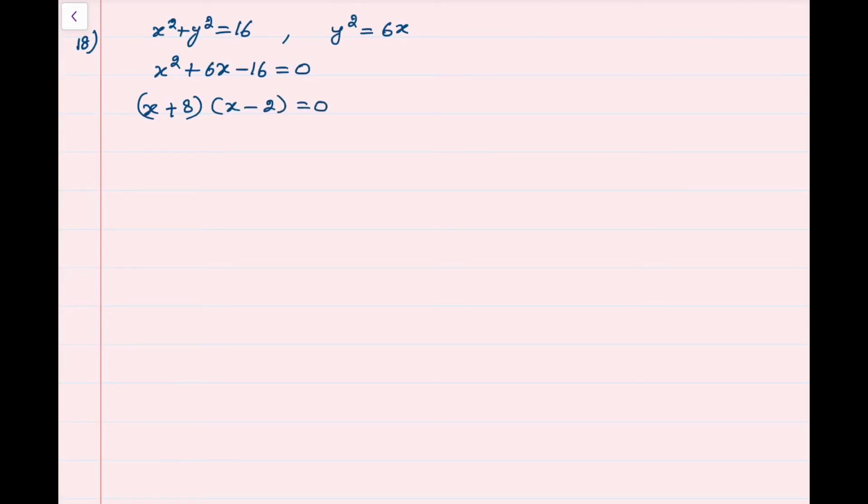Question number 18. The area of the circle x square plus y square is equal to 16 exterior to the parabola y square equal to 6x. We will solve these two equations. X square plus 6x minus 16 is 0. The factors are x plus 8 and x minus 2. We get two answers for x. We will find the corresponding values of y.